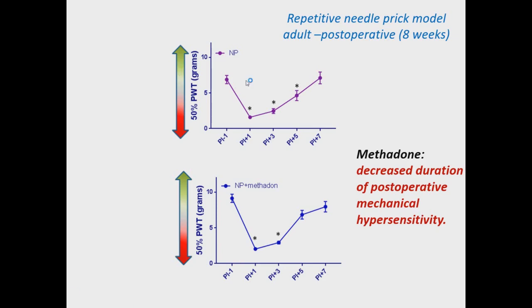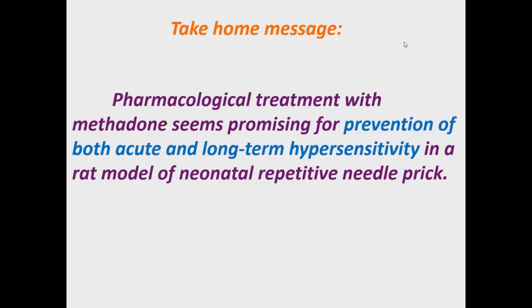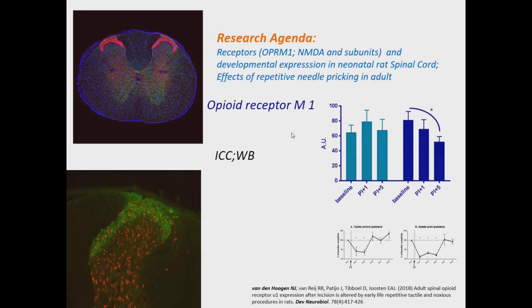So from this, we think methadone is an interesting pharmacological treatment. It seems to prevent not only the acute but also the long-term hypersensitivity in our rat model, and we are currently discussing with our clinical counterparts if and how we could use methadone in a clinical setting. Okay, that's, I think, an example of translational research as it should be.